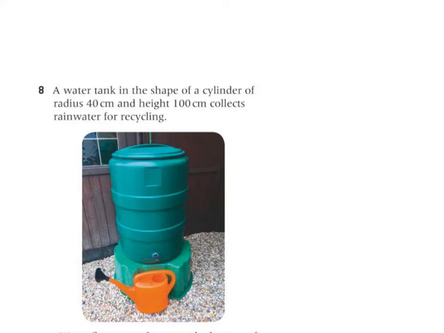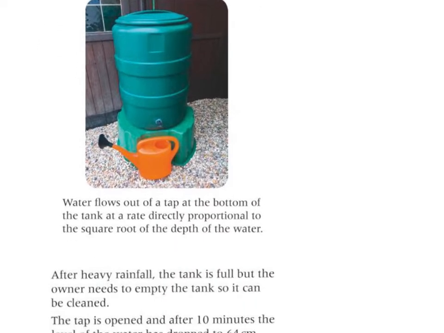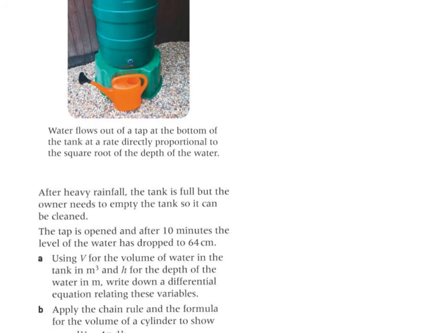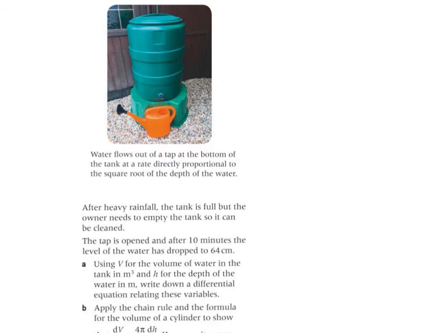Okay, so in this problem here, there's a bunch of things to be careful of. We're first told the radius is 40 centimeters and the height is 100 centimeters. And then water flows out of the tap at the bottom directly proportional to the square root of the depth of the water. So that tells me dV/dt, the water flowing out, is proportional to the square root of the depth of the water. That is part A, this scenario here.